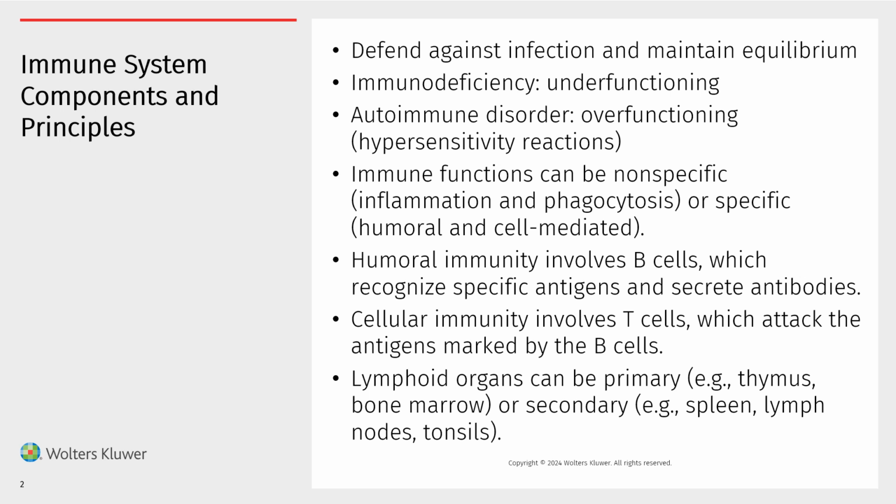Humoral immunity involves B cells, which recognize specific antigens and secrete antibodies. Cellular immunity involves T cells, which we're familiar with, and lymphoid organs can be primary or secondary in the immune system.